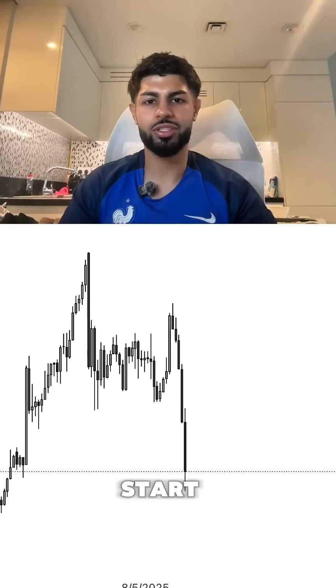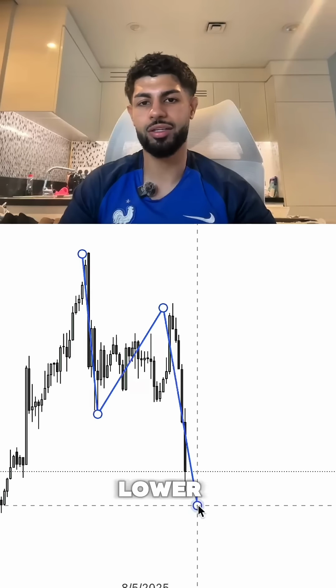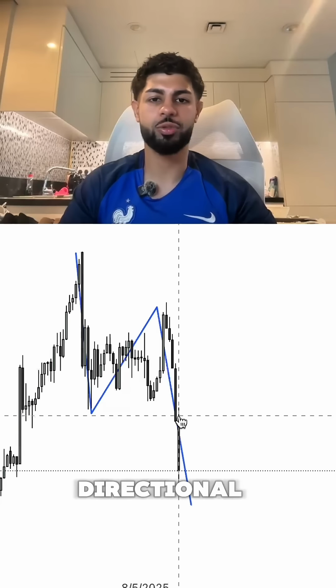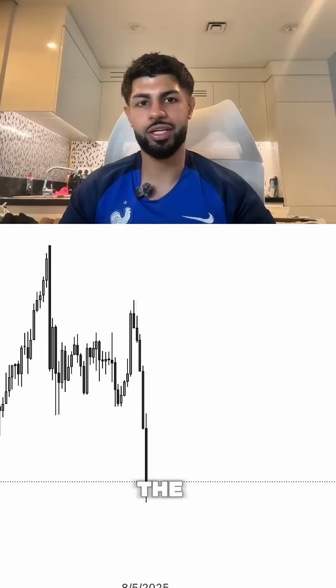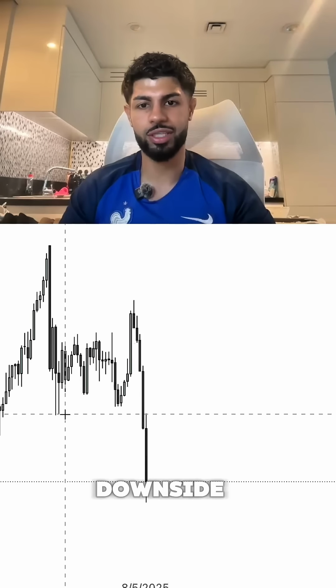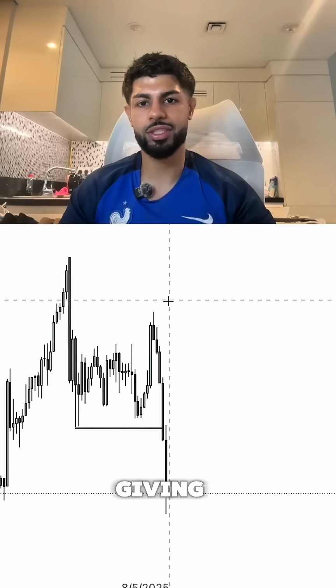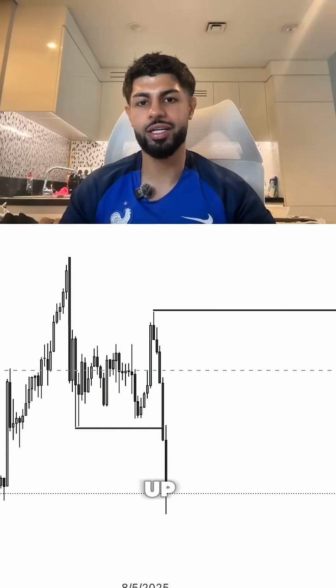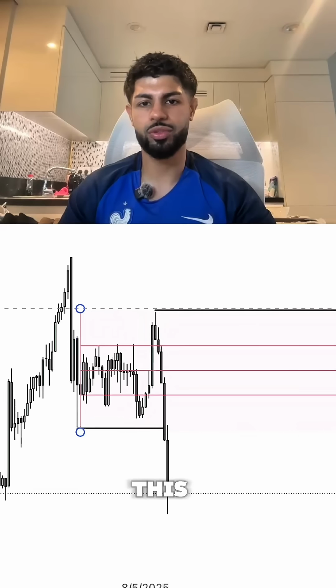Of course, we start on that higher time frame, and you can see price is making a lower high, lower low. That gives me my directional bias of looking for sells. So now I'm looking for sells. I want to find the last break of structure to the downside, which happens once we had this low and we candle closed above it, giving me a protected high up here. So now I will simply just draw a zone from this low to this high.